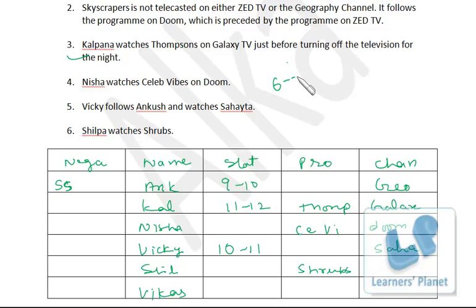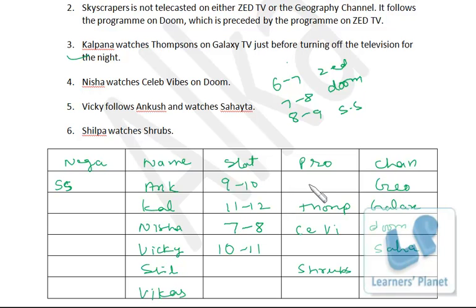Now important information can be obtained from the statement. We have now 3 slots, 6 to 7, 7 to 8 and 8 to 9. Now Skyscraper is not telecasted on either ZTV or Geography channel. It follows a program on Doom which is preceded by the program on ZTV. That means the first one, 6 to 7, is ZTV. Then it follows a program on Doom. So here it should be Doom, 7 to 8, and 8 to 9 it should be Skyscraper. This is program and these two are channels.